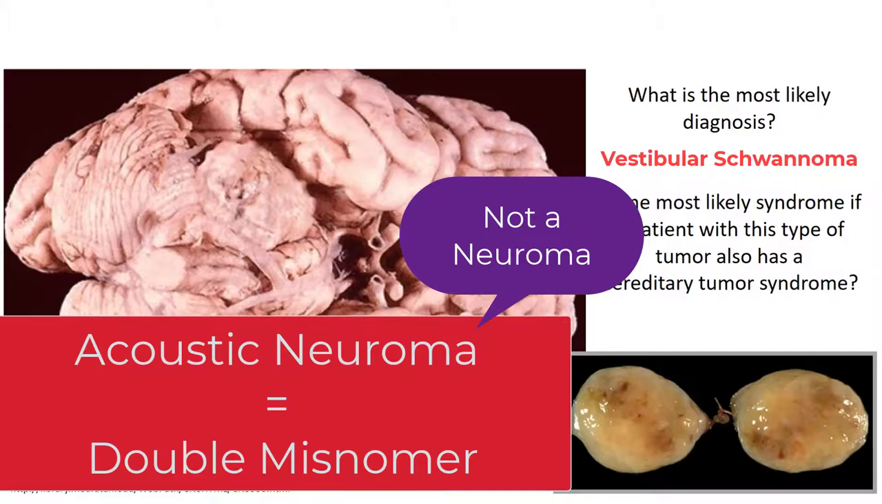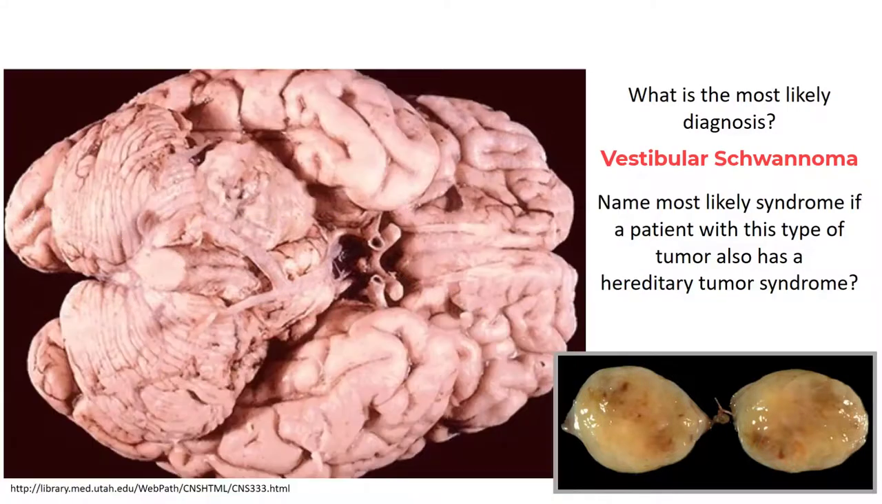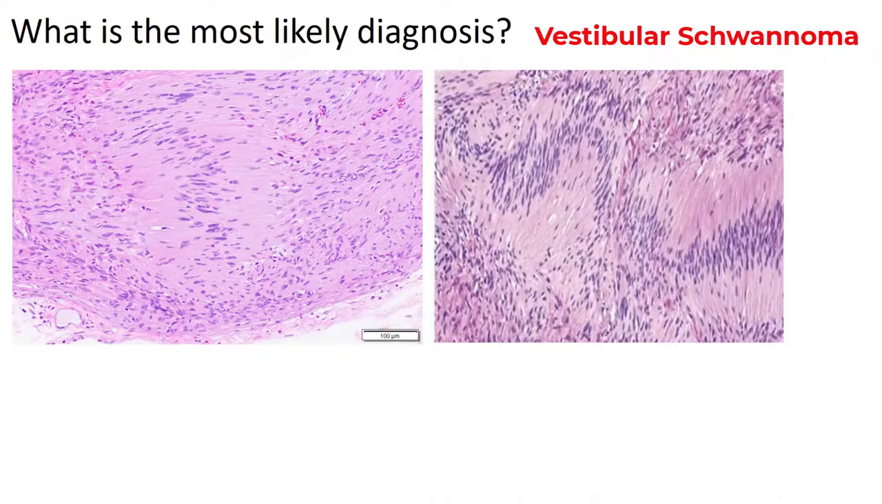And then acoustic implies that it's arising from the cochlear portion of cranial nerve 8. And these tumors do not arise from the cochlear portion of cranial nerve 8. They arise from the vestibular portion of cranial nerve 8. So the term acoustic neuroma is better suited to be called a vestibular schwannoma, okay? So the diagnosis of the lesion is a schwannoma.